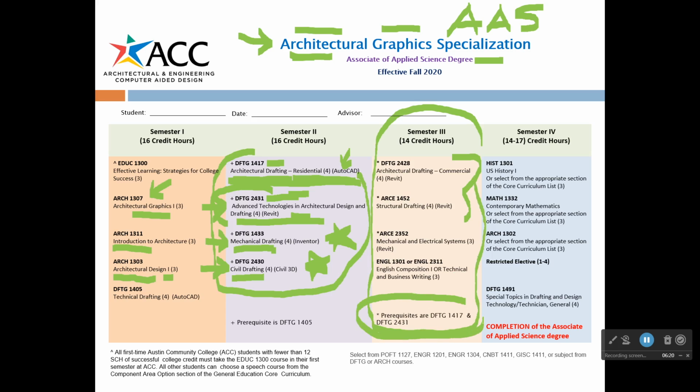Almost everything over here in the third semester has prerequisites, and sometimes they have multiple prerequisites. Right here, it has a little asterisk, and it says prerequisites are 1417 and 2431. So you can see this course and this course all have that prerequisite of 1417 and 2431, which, as I said, you can take next semester.